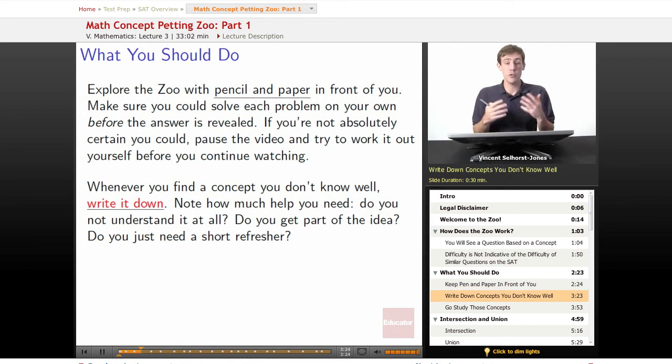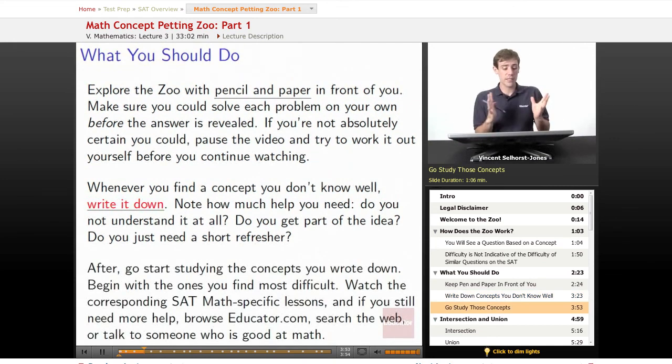Whenever you find a concept you don't know well, something you aren't really comfortable with, write that concept down. This is really key. That's the point of coming to the zoo. Note how much help you need. Do you not understand the idea at all? Is it really confusing to you? Do you get it to some extent, but some of it doesn't quite make sense? Or do you just need a really short refresher with just a couple of words on it, and be like, oh yeah, I get it? Get a sense of how much help you need with each one of them and definitely write down what you will need help with.